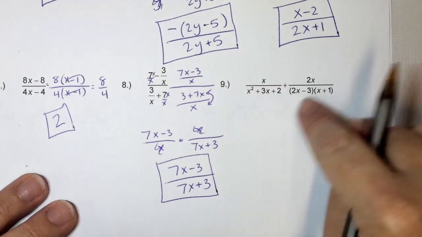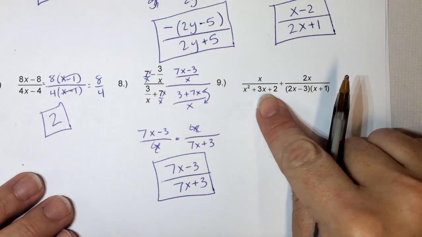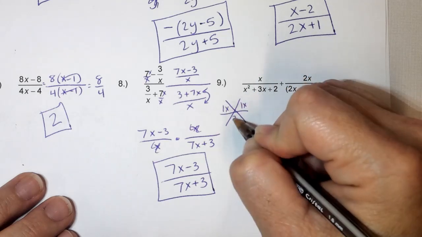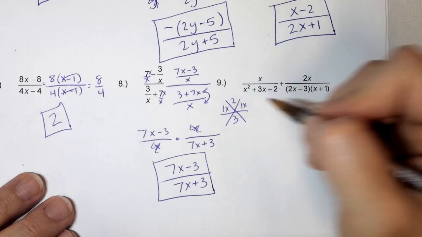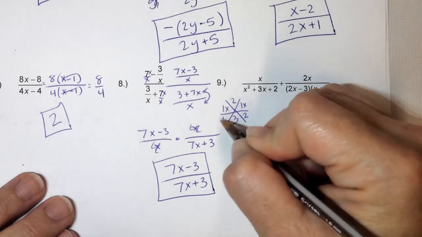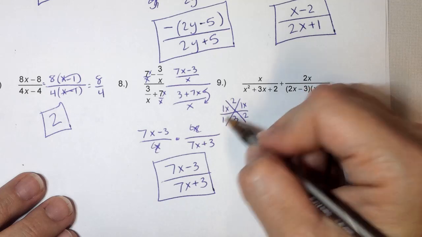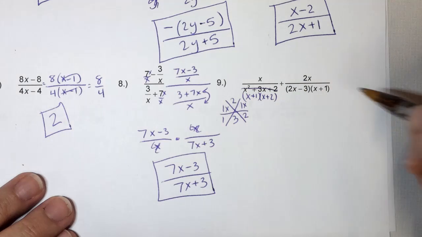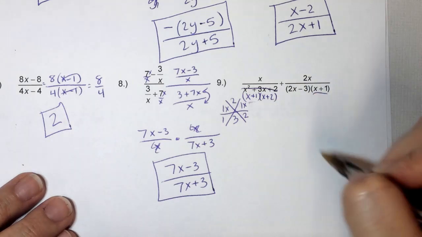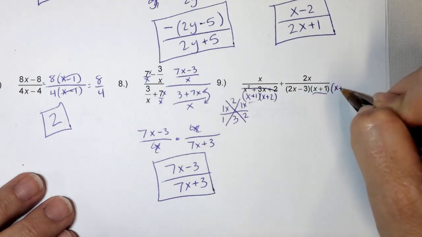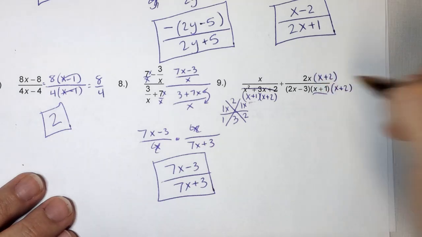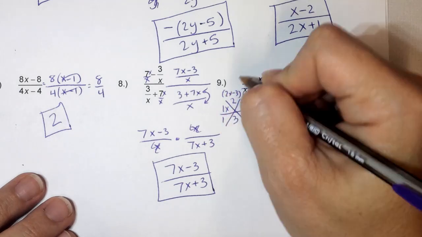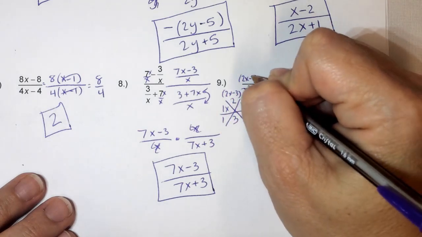Here, before I know my LCD, I have to factor this. So, a is 1, b is 3, a times c, 1 times 2 is 2. The only thing that multiplies to give me 2 is 1 and 2. 1 plus 2 is 3, so that works. They're all positive, so this is x plus 1, x plus 2. Well, the x plus 1's already match, but this has an x plus 2 that this doesn't have, so it needs the x plus 2 on top and bottom. Now this has a 2x minus 3 that this doesn't have, so it needs that on top and bottom.